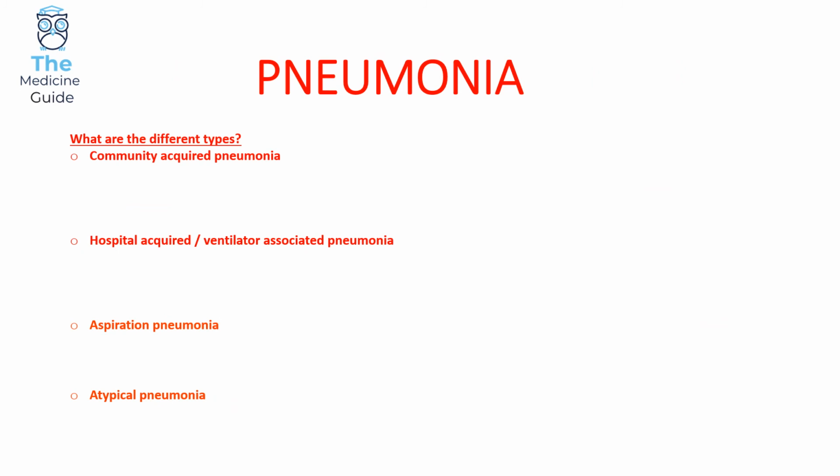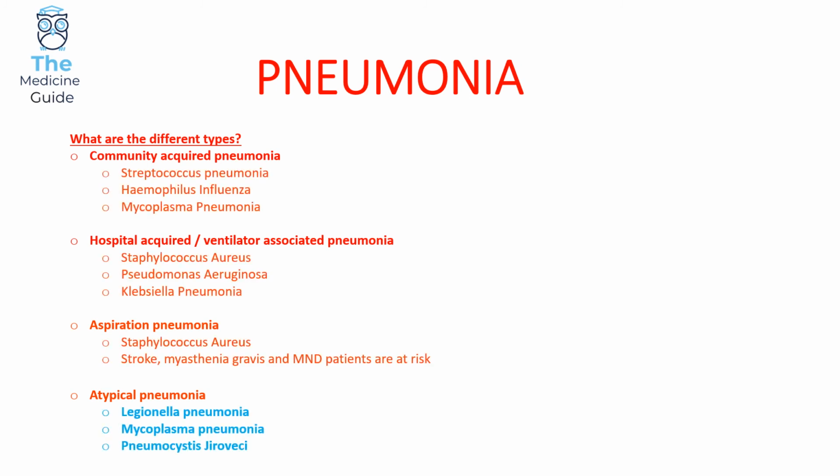Now, finally, we're going to look at pneumonia. There are different types of pneumonias, and pneumonia can lead to pleuritic chest pain. So there's community-acquired pneumonia, hospital-acquired or ventilator-associated pneumonia, aspiration pneumonia, and atypical pneumonias. You do need to know the underlying microorganisms that lead to these specific infections.